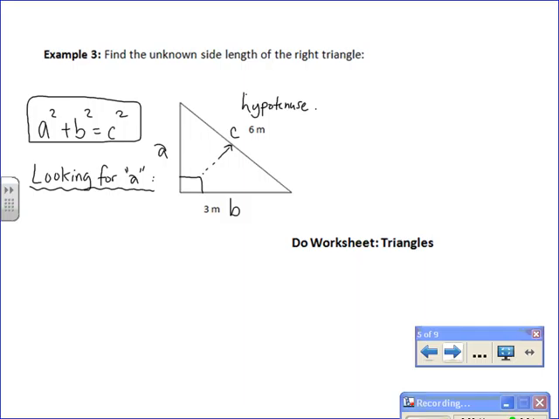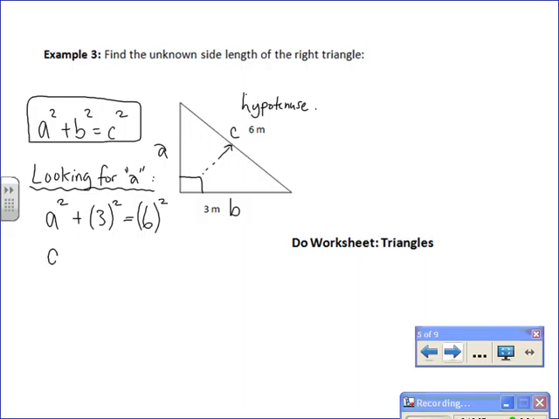So let's start off by plugging in what we know. I'm going to substitute in the values of C and B into my formula, and I'm just going to leave A squared like this, because I don't know what the value of A squared is yet. But I know B is 3, so I'm going to put in 3 squared for B squared, and that's equal to C squared, which I know is 6, so I'm going to write 6 squared for C squared.